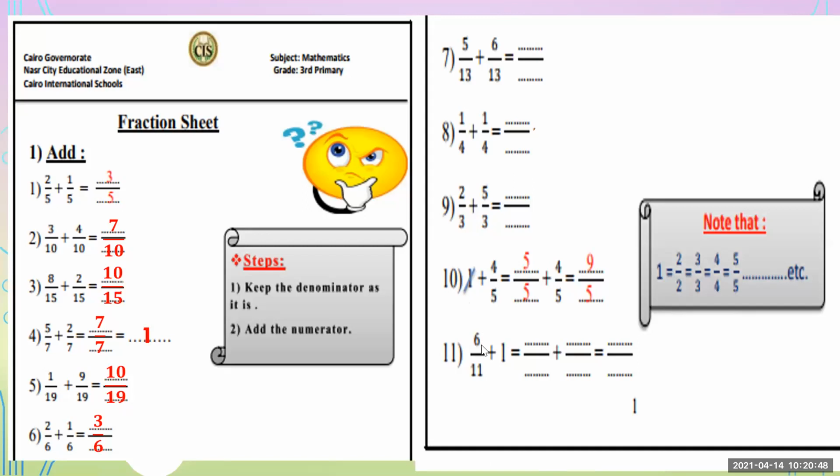The same here in number 11, we have 6 over 11 plus 1. This whole 1 needs to be a normal fraction like this. So it will be 11 over 11. So 6 over 11 plus 11 over 11. I will put 11 as it is, and the 6 plus 11 will be 17. Okay?